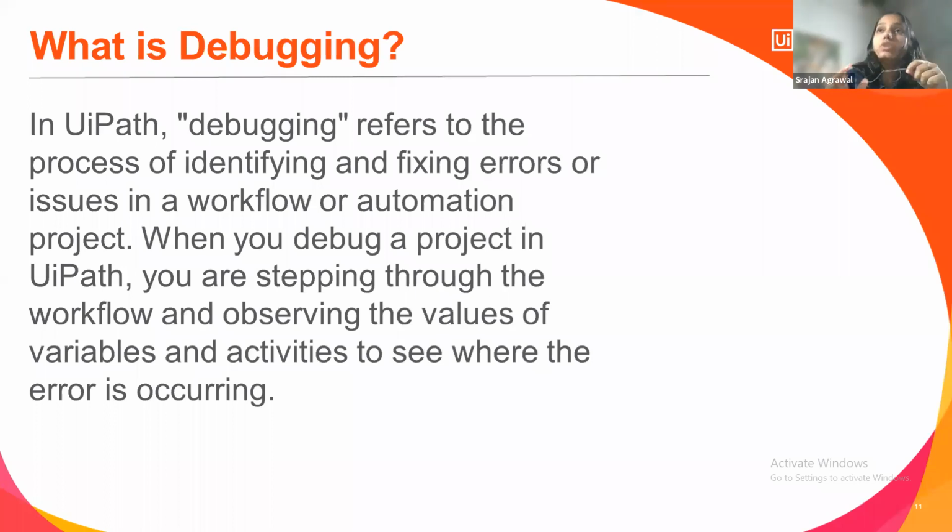Where is the value of that variable going wrong, which activity is not performing the way it should. So you will have to debug in a way. There are some points to debug the particular program, which I am just coming up to. You are stepping through the workflow and observing the values as written on the screen.